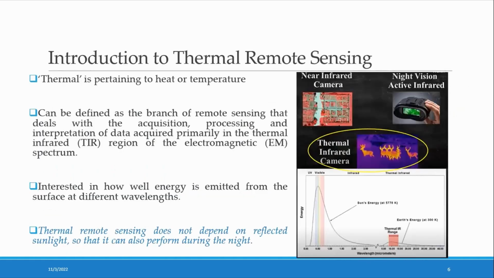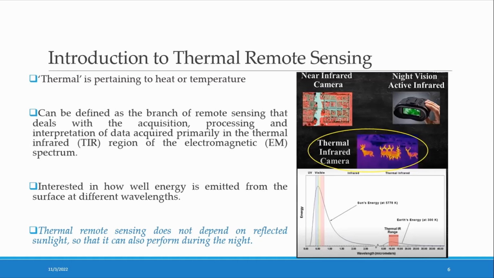Thermal remote sensing is about collecting and processing data utilizing the thermal infrared region of the electromagnetic spectrum. Here, we are not interested in how much energy is reflected, but only in the energy that is emitted from the ground by different objects or phenomena. Since we are not looking at reflected sunlight, even during the night we can have these images. However, I must add that for thermal remote sensing at night, this emitted energy must be strong enough to be measured by the sensors. That is the only way we can have thermal remote sensing at night.